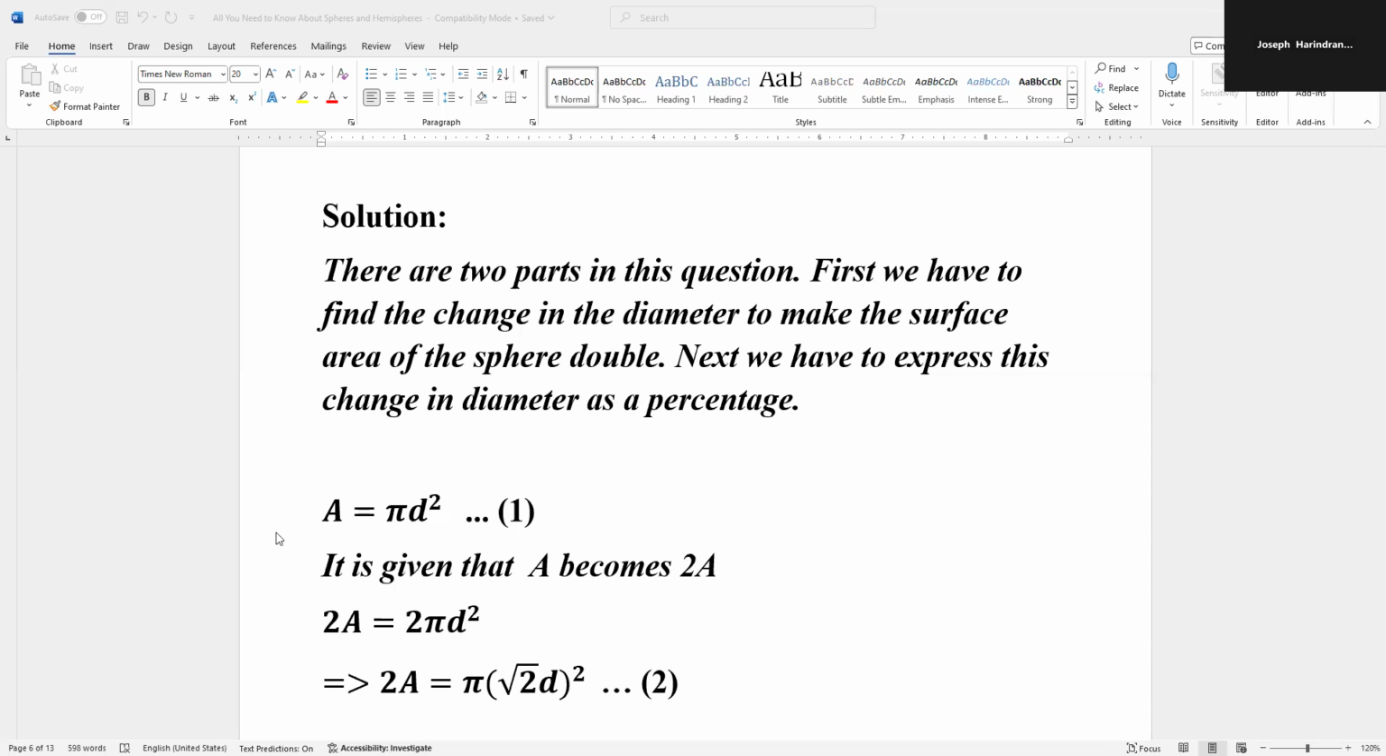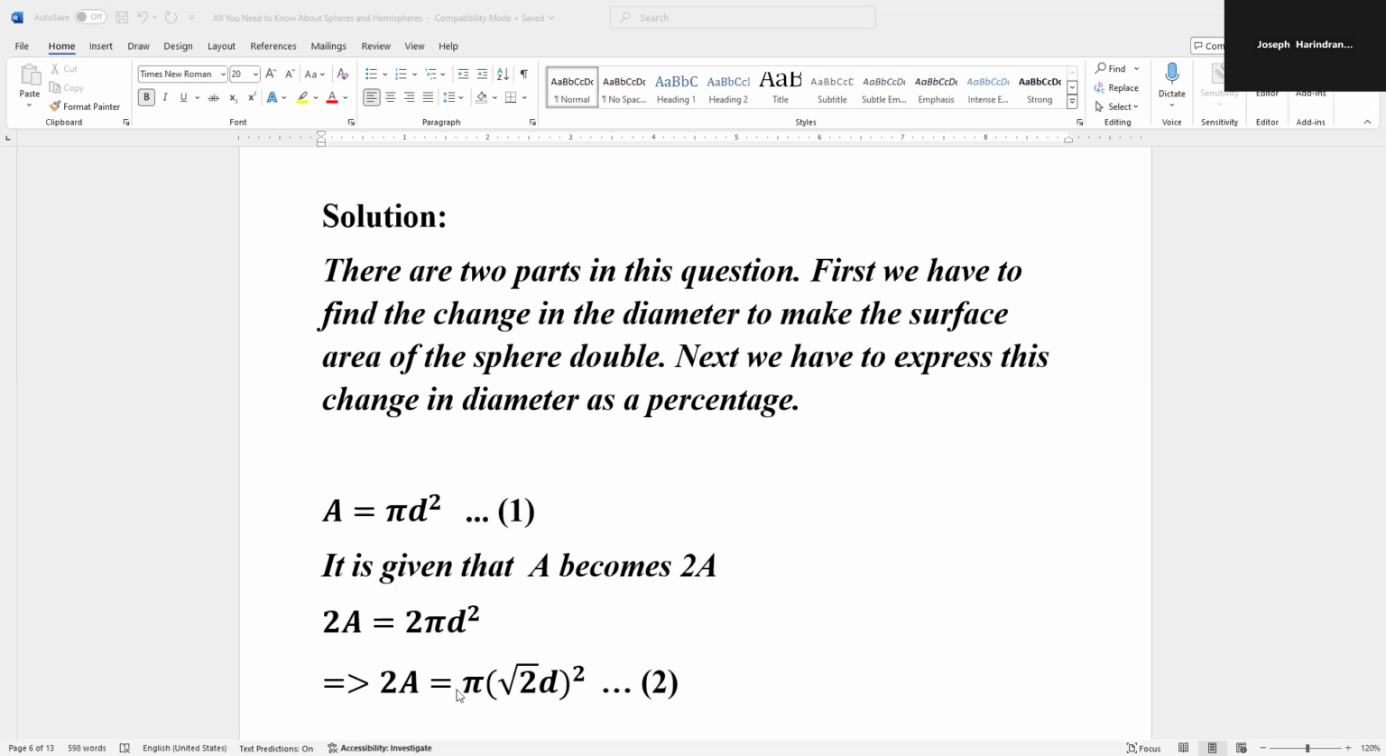The first part of the question here, we have A is equal to pi d squared as equation number 1. It is given that A becomes 2A. Let us take the condition given in the question itself. A is doubled. If surface area is doubled, it will become 2A. So multiplying the first equation by 2 on both sides, we get 2A on the left hand side, and 2A is equal to 2 pi d squared.